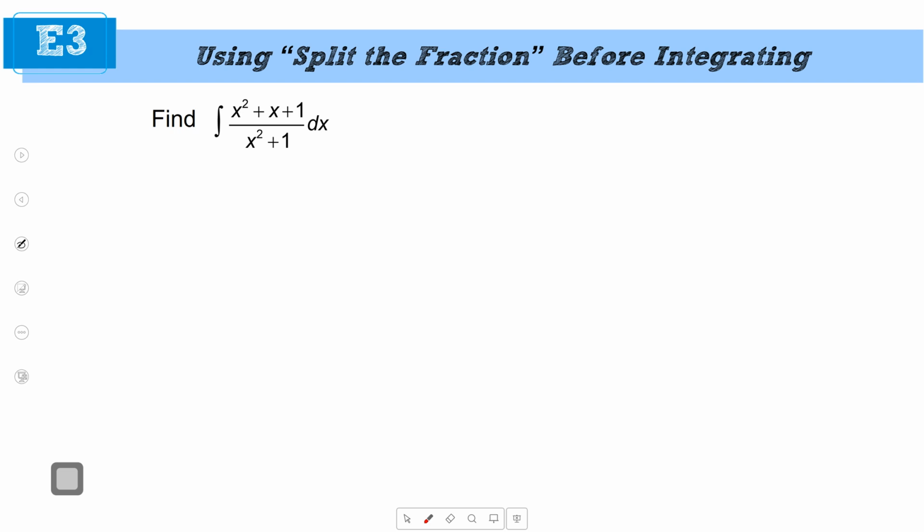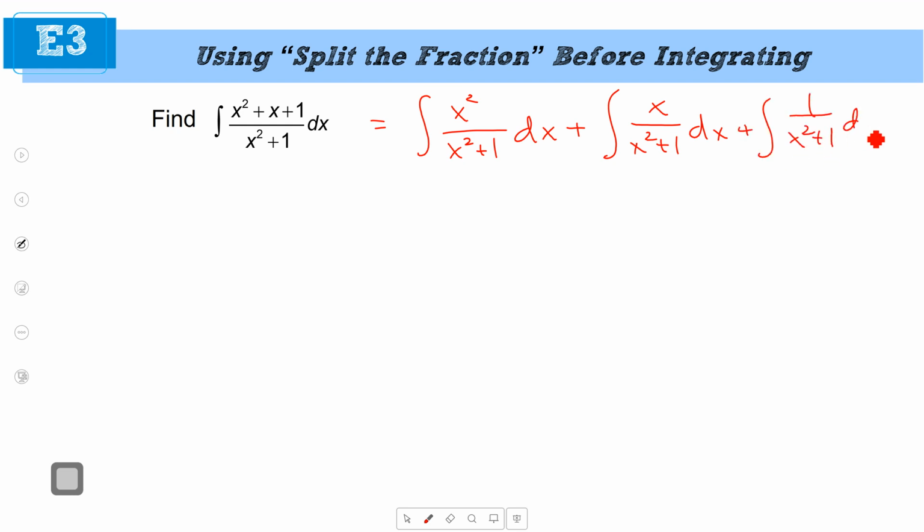So splitting the fraction, we've done that before, but usually when we split the fraction, the numerator has 2 terms in it. Now we've got 3. And this one gets even a little scarier in that you have to split the fraction in a weird way. This is kind of an extreme case. In other words, we could write that as the integral of x squared over x squared plus 1 dx plus the integral of x over x squared plus 1 dx plus the integral of 1 over x squared plus 1 dx.